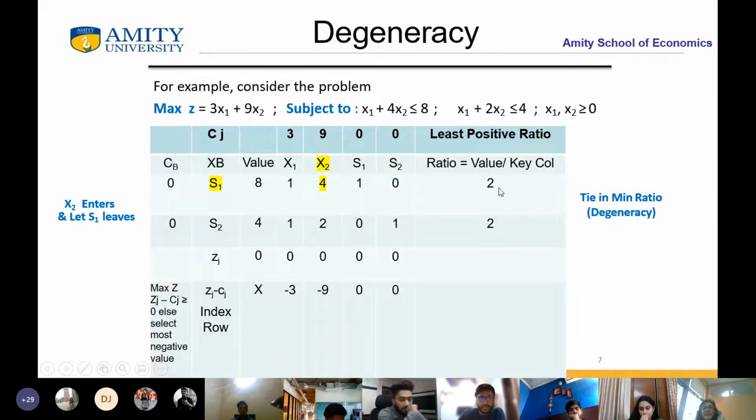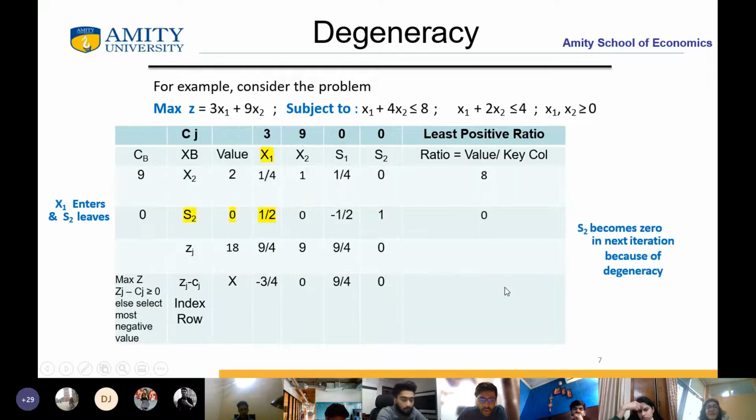So there is a tie in the ratio, and corresponding to this we have a 0 value against S1 and S2. We have a 0 value, right, for the basic variables in the index row. Now how to resolve this kind of problem? We need to arbitrarily select any one ratio as the key ratio.